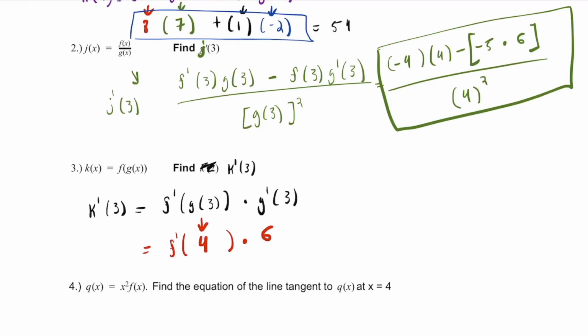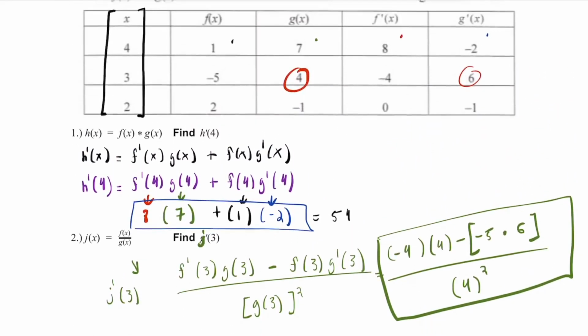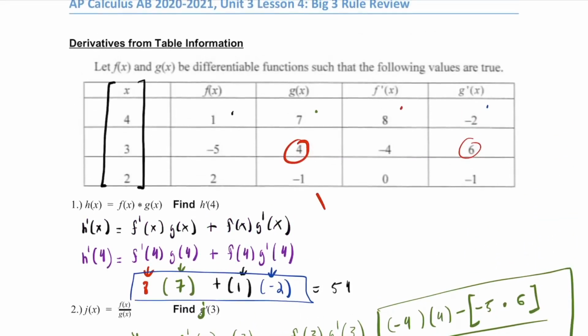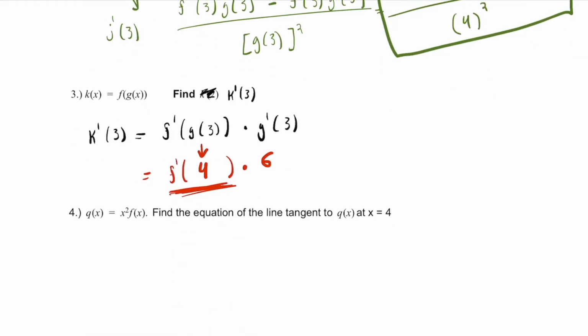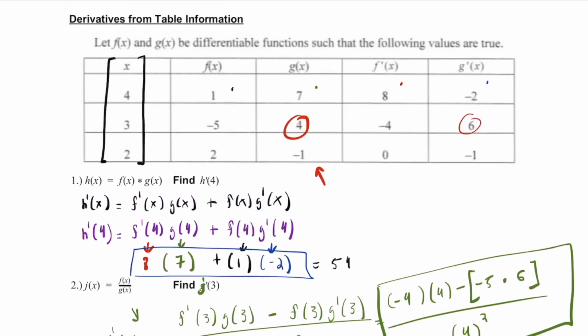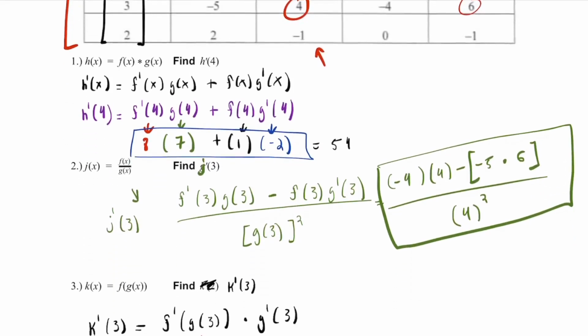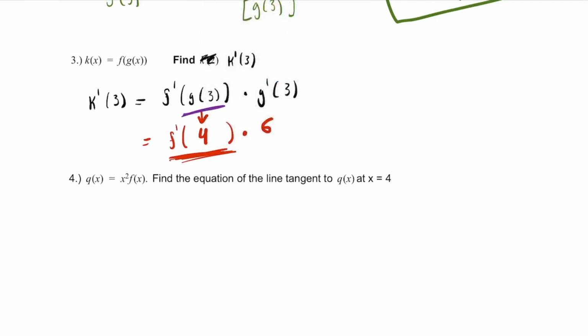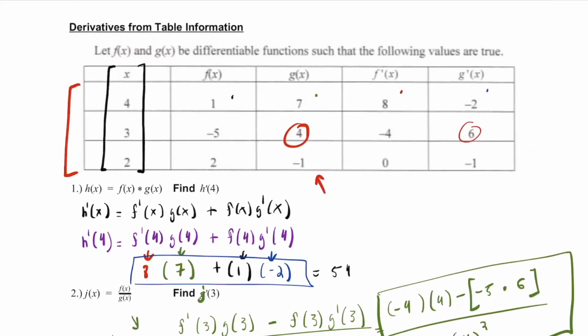And here's how I knew I did something wrong. When I first wrote this, I just kind of picked one at random. I said, okay, we'll find k prime of 2. If we looked up g of 2, g of 2 is negative 1. So when we go to find f prime of negative 1, it's not one of our x values. So you'll know you've done something wrong if that ends up happening, which is why I had to change this on the fly to g of 3 because it works like the following.